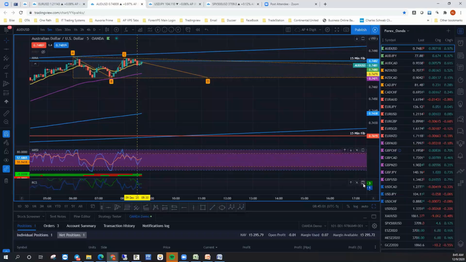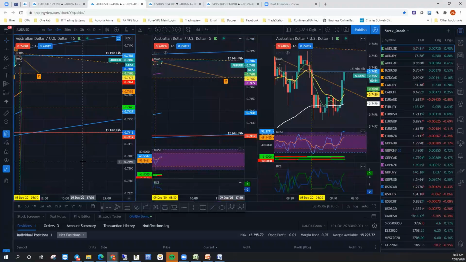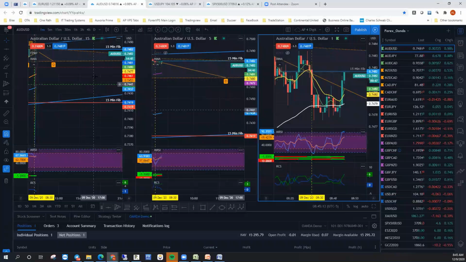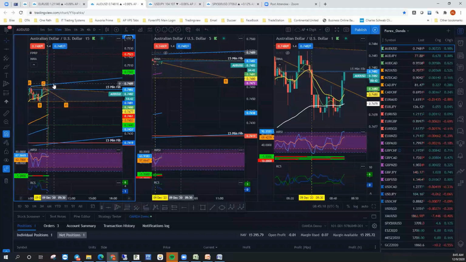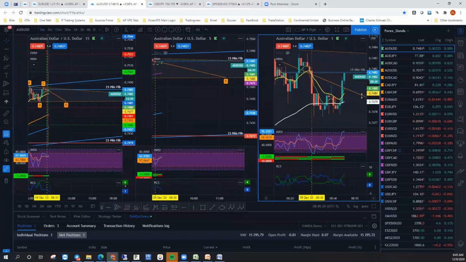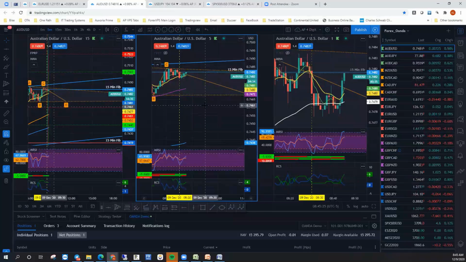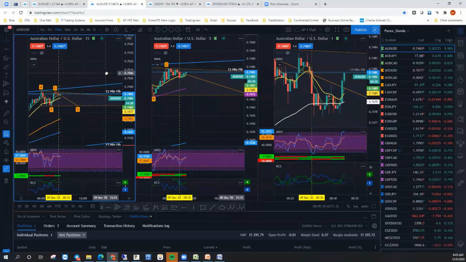So it looks like Aussie strength on the 5-minute. Check all three of them: Aussie strength 6, 3, and 6. So we're still looking at this thing going more to the upside, but I want to see it break through the top of this higher time frame wedge here.